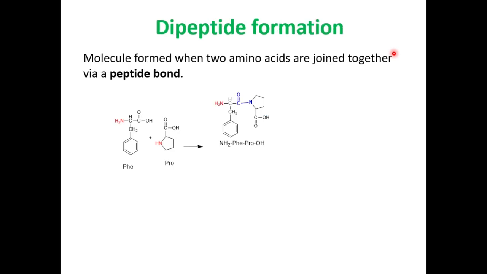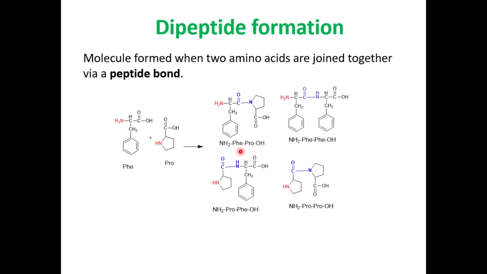Okay, so when we form dipeptides, we form a molecule with a bond between two amino acids, and these two amino acids are joined together via a peptide bond. Here we have an example where we are combining phenylalanine and proline to make a dipeptide. The structure shown is a phenylalanine-proline dipeptide. Now, the two amino acids can combine in four different ways: proline-phenylalanine, phenylalanine-proline, phenylalanine-phenylalanine, and proline-proline. So not a very efficient synthetic method if you were just looking to form one of these dipeptides.